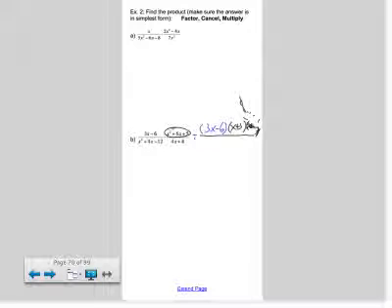There must be a dead spot here on the smart board or something because it's not writing. There we go. That is x plus 2.